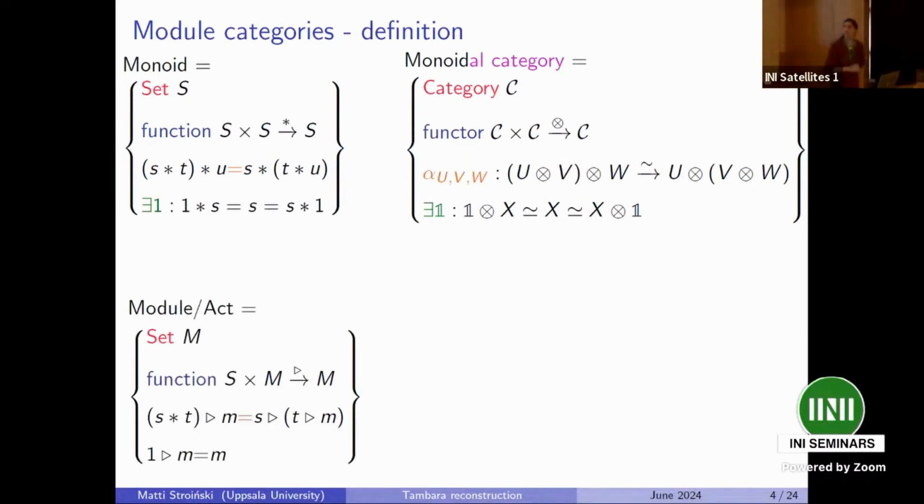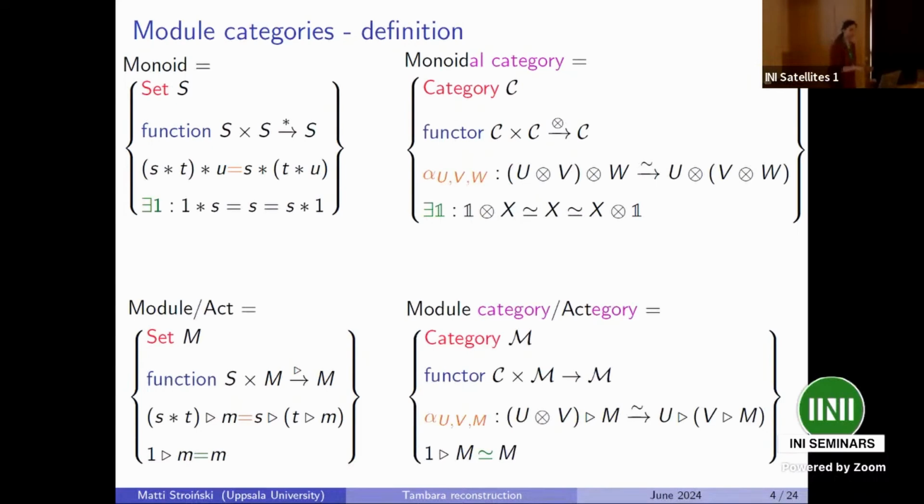Well, we have the notion of a module over a monoid, also known as an act, which consists of a set, an action function, an associativity condition, and a unit condition. Now if I play the same game and replace the set by a category, the function by a functor, the associativity condition by associativity isomorphisms, and the unitality condition by a unitality isomorphism, I get a module category, in some places also known as an actegory.